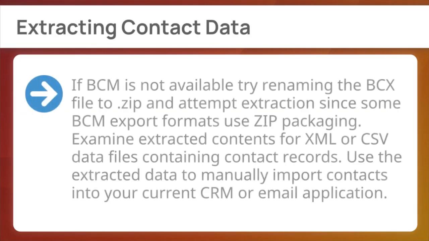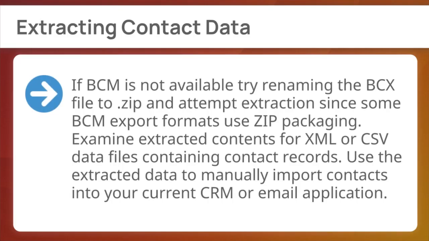Next, extracting contact data. If BCM is not available, try renaming the BCX file to .zip and attempt extraction, since some BCM export formats use zip packaging. Examine extracted contents for XML or CSV data files containing contact records. Use the extracted data to manually import contacts into your current CRM or email application.